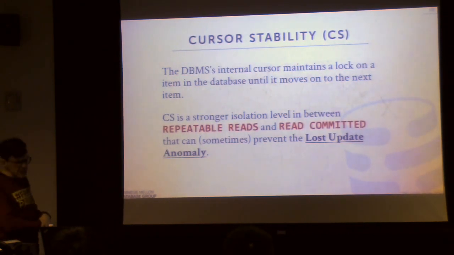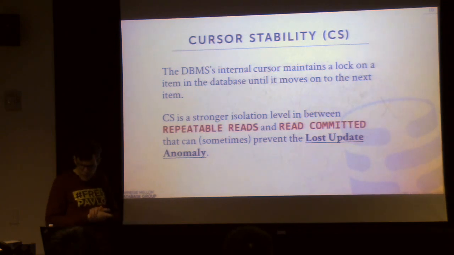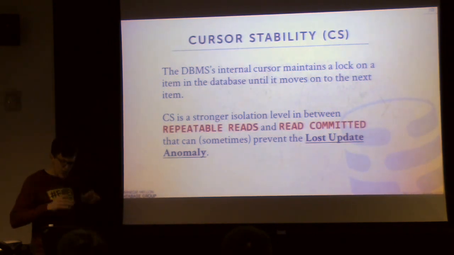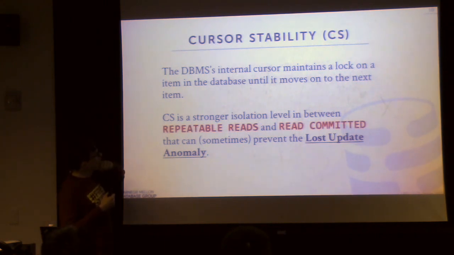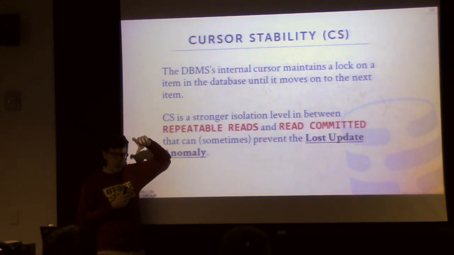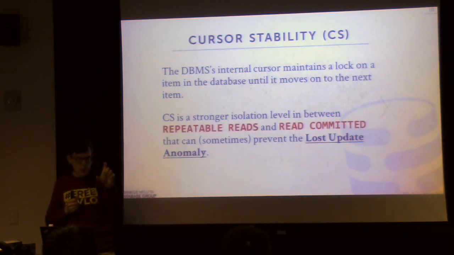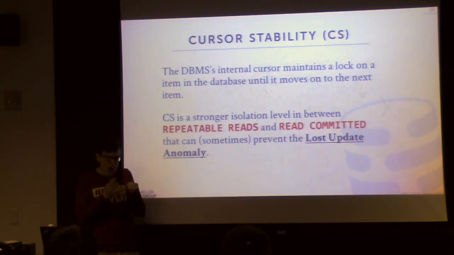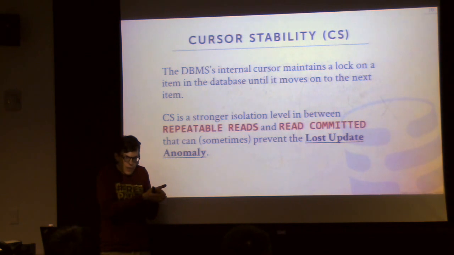Cursor stability is the default isolation level in DB2. It's kind of difficult to think about if you understand how two-phase locking works, so throw all that out for right now. Assume we're not doing two-phase locking. The database system is going to maintain an internal cursor that points to whatever item or object it's trying to access during a query. Then when you're done with whatever it is that you need to do, you release that lock and move on to the next item. So it's not two-phase locking, because you're not acquiring locks in a growing phase and then giving them up in a shrinking phase.